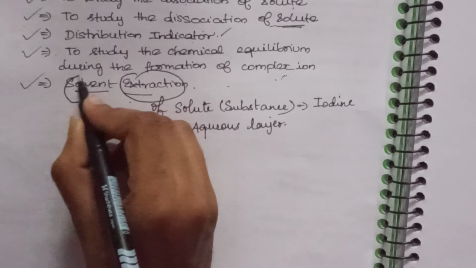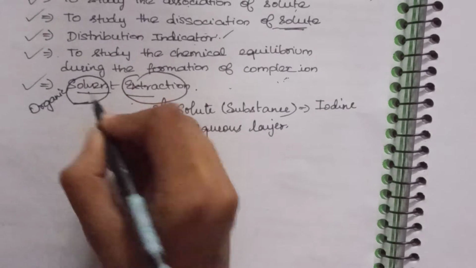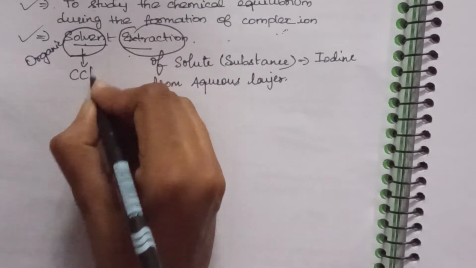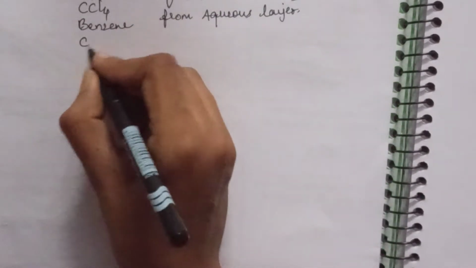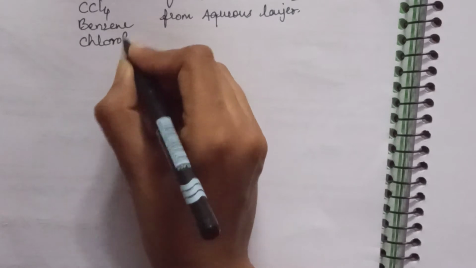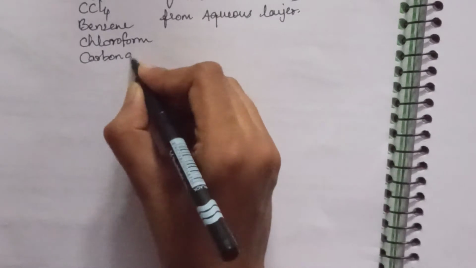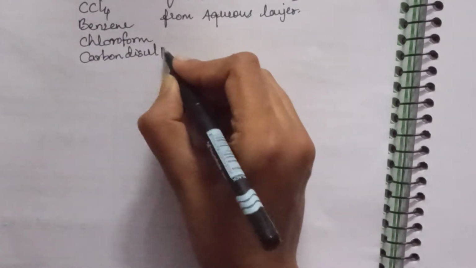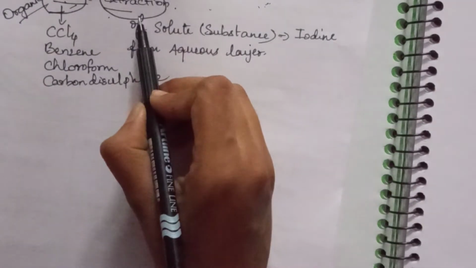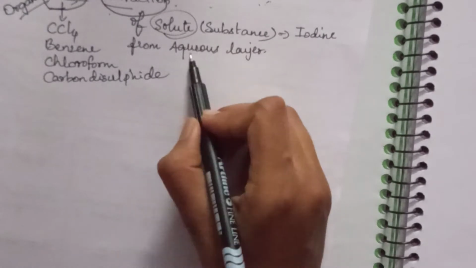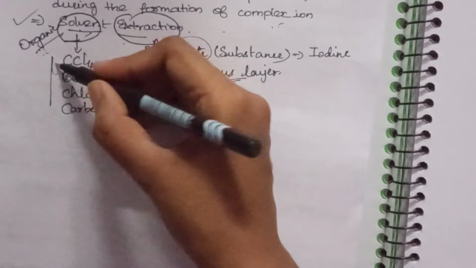by adding an organic solvent such as carbon tetrachloride, benzene, chloroform, carbon disulfide. All these are your organic solvents. So we can extract the solute from the water by the addition of organic solvents.